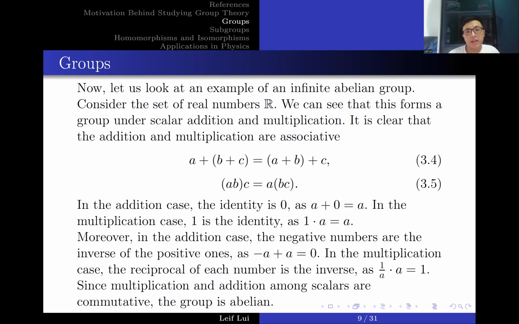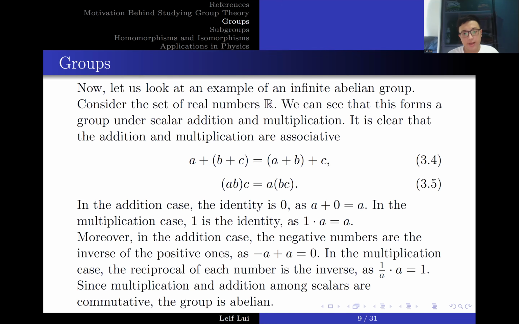Last time we looked at a finite abelian group. Now let us look at an infinite abelian group. An infinite group is a group with an infinite number of elements. What kind of set has an infinite number of elements? One is the real numbers. We can see that this forms a group both under scalar addition and multiplication.